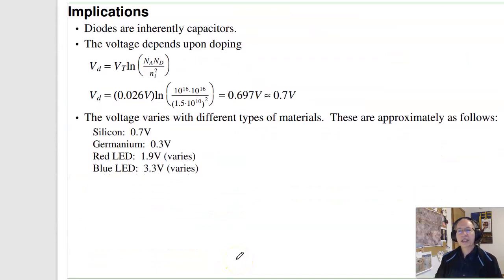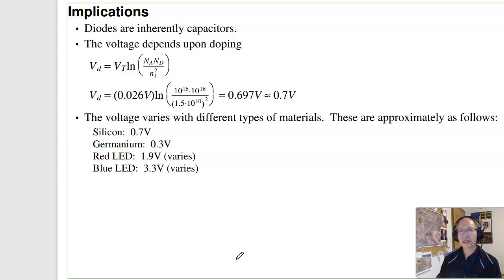Some implications of this. Diodes are inherently capacitors. That is a problem when you get into high switching circuits like computers. It takes time to charge and discharge a capacitor. On computers, I don't have time. I want to do logic 1, logic 0 really quickly, like in microseconds, nanoseconds, femtoseconds. Because of that, I don't like using diodes in high switching computers.